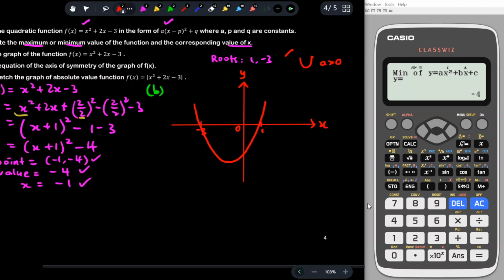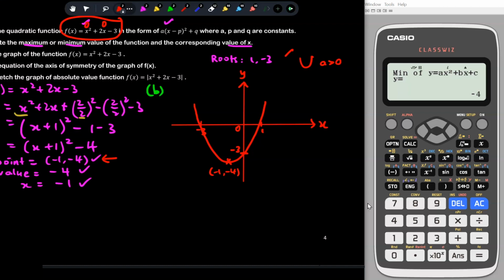And then just now we got the minimum point, which is -1, -4. So this is -1, -4. Now we need to find our y-intercept. To find the y-intercept, I'm going to substitute x equals 0 into the original equation. So when x equals 0, our y is -3, which means this is -3. So that is the graph that they require us to draw.